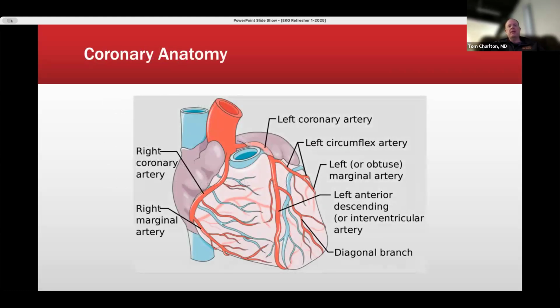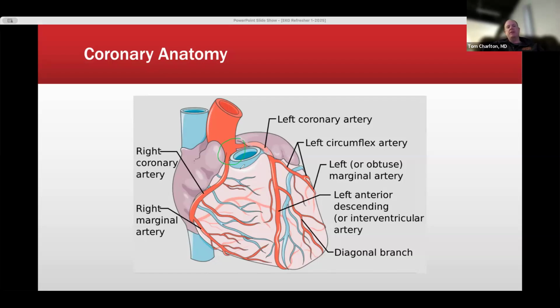So let's real quickly review the anatomy of the vessels to start with. So if you look up here, right here is where the aorta basically exits the heart. And that's where the two main arteries that supply your heart branch off from.